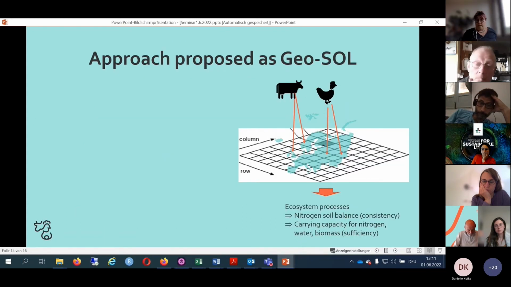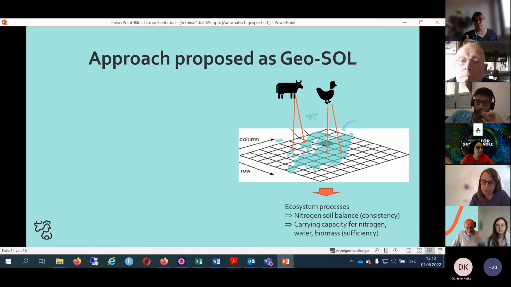So that's exactly the approach we were proposing as GEO-SoL, where we try to somehow link, and that's what we're working on right now, the impact of livestock to certain pixels. And that's the biggest part of the work we want to do this year, to understand how to allocate impacts of livestock so that we then can link those to ecosystem processes and start computing a nitrogen soil balance, which would be a measure of circularity or consistency, depending on which literature you base yourself on, and the carrying capacities of biomass, water, and also nitrogen that is connected to biodiversity, which are much more the sufficiency measures.